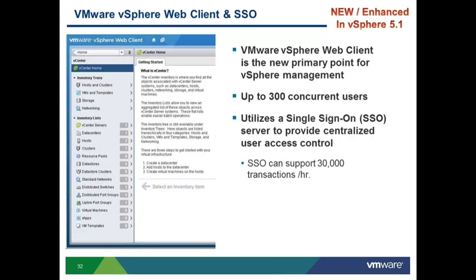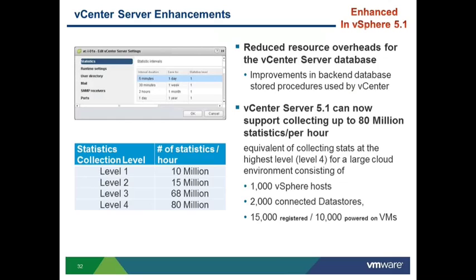So we can do up to 300 concurrent connections. We use single sign-on for things like vCenter Orchestrator and a number of different things as well, so that we don't have to essentially authenticate to each individual vCenter server, Orchestrator component, or whatever component we're trying to connect to. We have a single sign-on component that does it. With statistics, we now have the capability to do things like 80 million statistics per hour at the most advanced logging level. So scale vCenter-wise is much, much better.